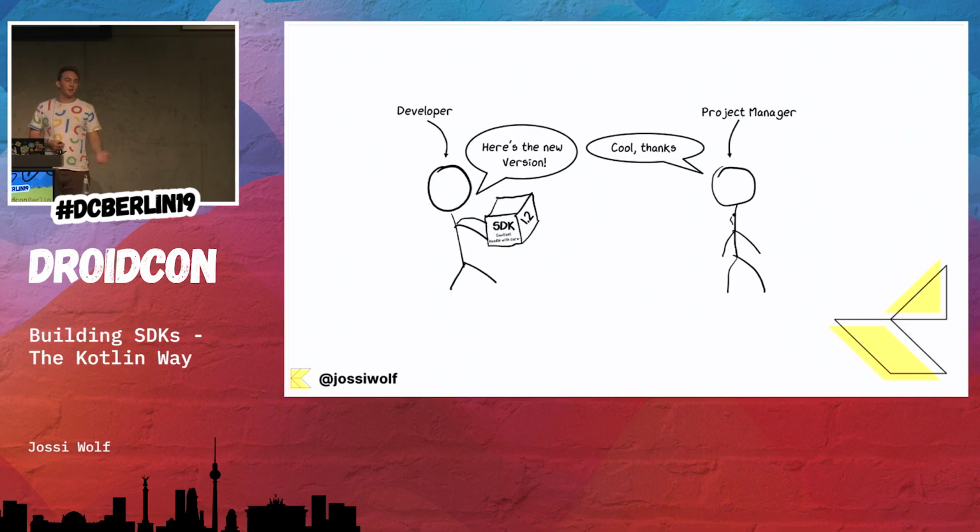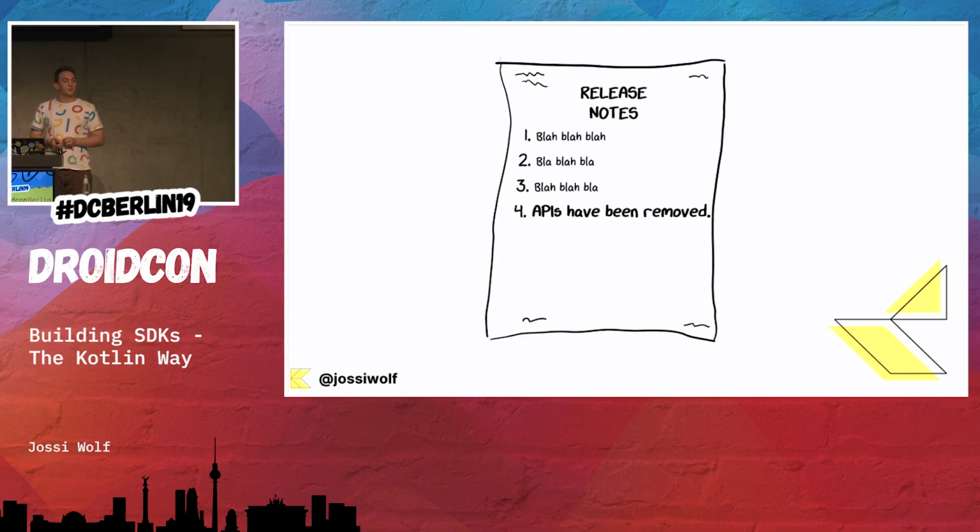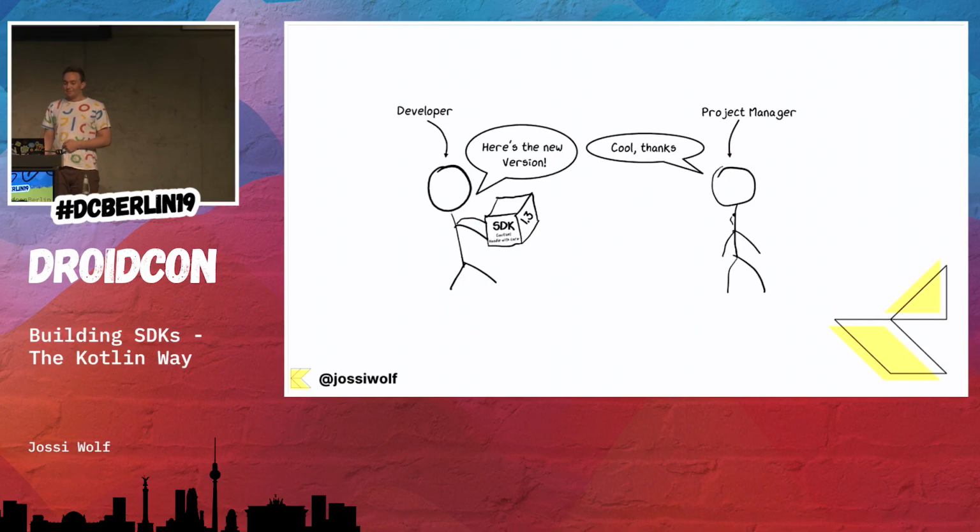So a week later, your project manager comes to you and says, hey, could you ship the new version? Oh yeah, cool, here's the new version 1.2 or something. Release notes, your APIs have changed. And you're like, all right, they should get this, right? Yeah, you see where it's going.